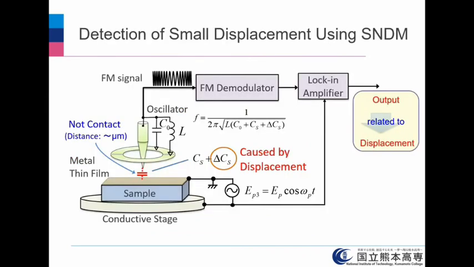The probe needle doesn't contact the sample surface in this measurement, and the sample surface is coated by a metal thin film. The capacitance between the tip and the surface changes with the displacement. The distance changed, capacitance changed. So we can determine the displacement from the output signal of the SNDM.